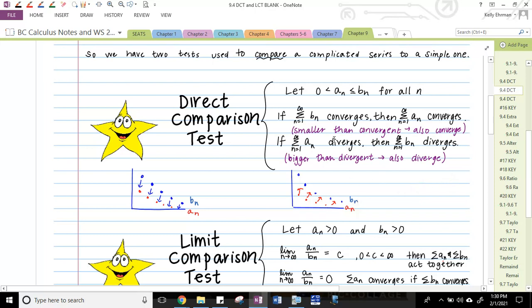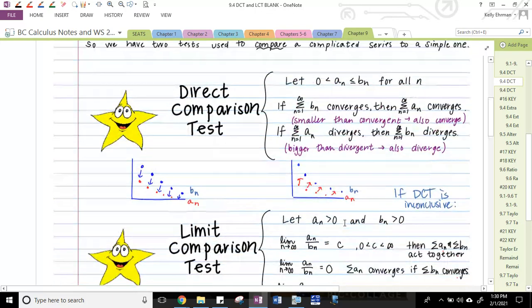Where you get into trouble is, okay, well, what if the smaller series converges? What does that tell me about the bigger series? Nothing. What if the bigger series diverges? What does that tell me about the smaller series? Nothing. So if DCT is inconclusive, then use the limit comparison test.